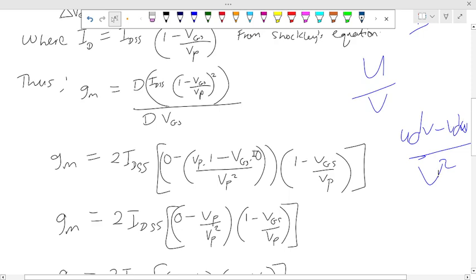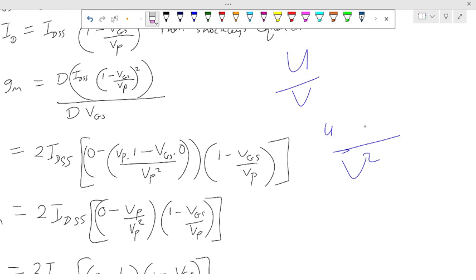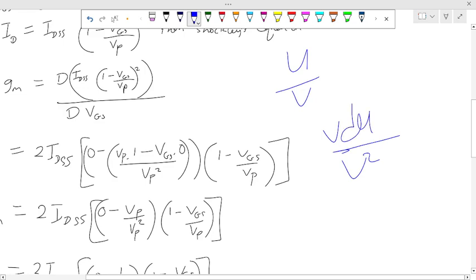V du. So now we hold. Okay, the first part, I think I didn't write this correctly. It's supposed to be like this: hold the bottom, v du minus u dv. Yes, this is how it should be.